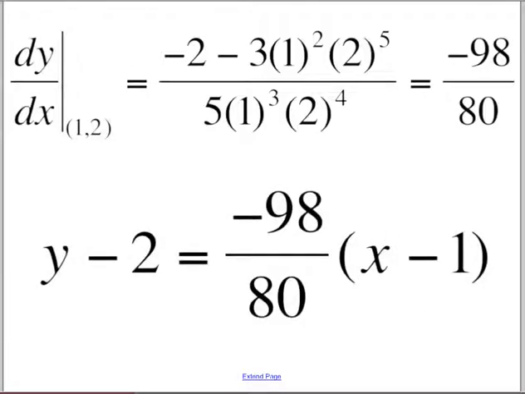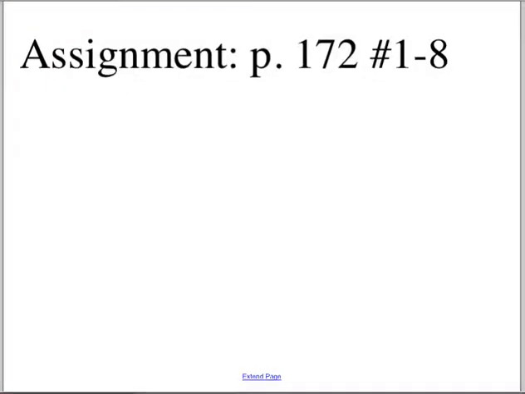I hope those 3 examples were helpful with implicit differentiation. You guys can practice on your own on the assignment on page 172. You are doing numbers 1 through 8.